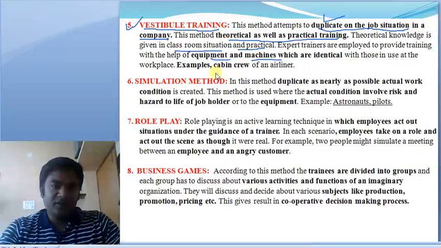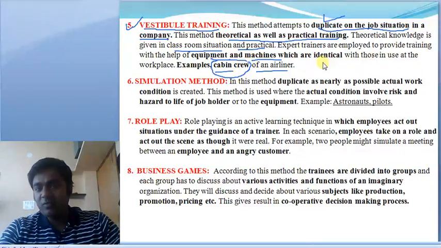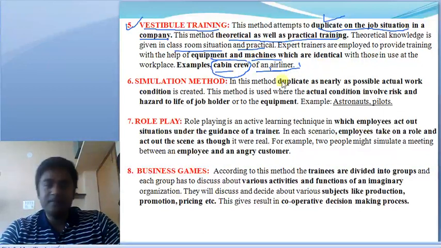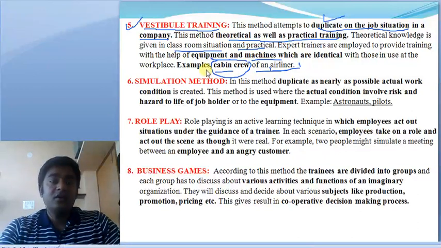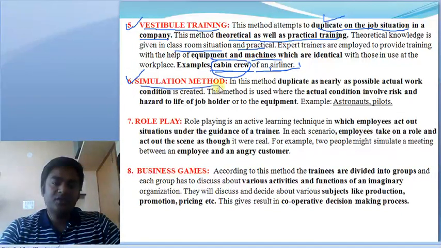For example, cabin crew of an airliner. The cabin crew will be trained in an environment which is similar to the airline, as if they were working in an airline. That type of environment is created where the cabin crews are given training.